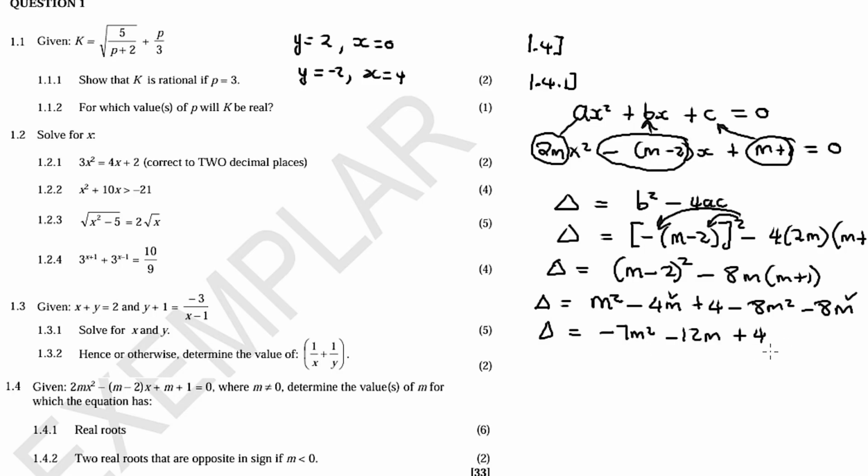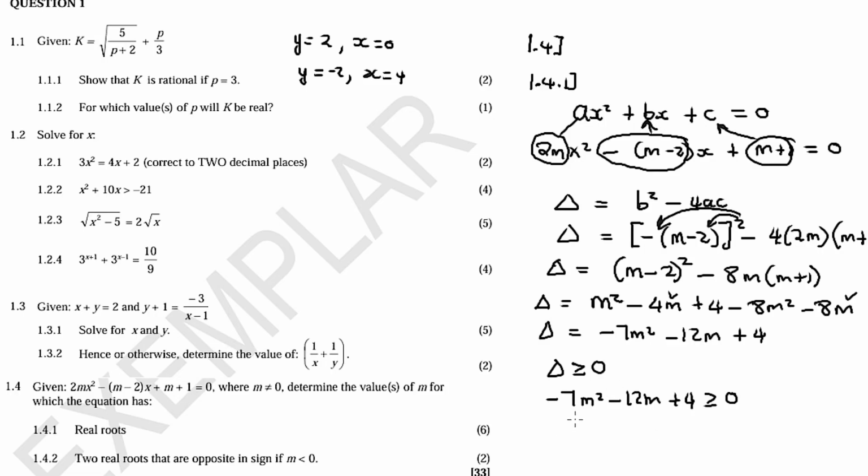But we are not finished. Remember, they want the values of m for which the equation has real roots. That means delta must be greater than or equal to 0. Delta is negative 7m squared minus 12m plus 4, greater than or equal to 0. Then we must factorize this. It has now turned into a quadratic inequality.